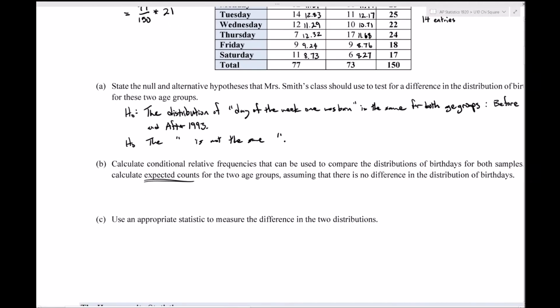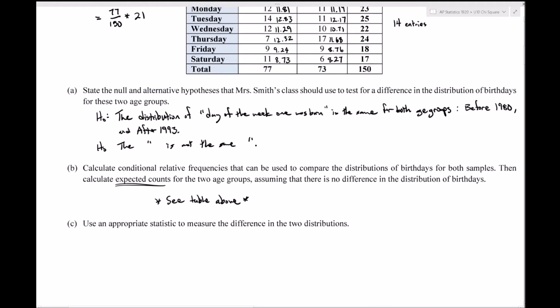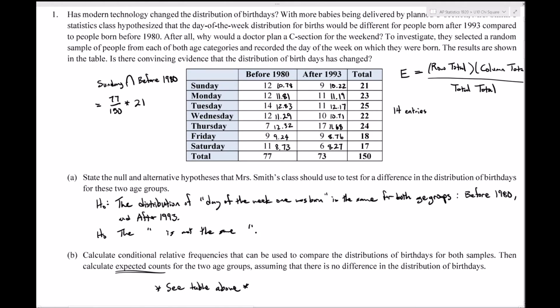So we have all the conditional relative frequencies. Those are all the expected counts. So I'm going to go ahead and say see the table above, because I wrote it up on the table. So those are my expected counts.